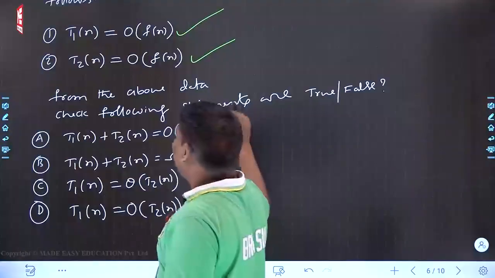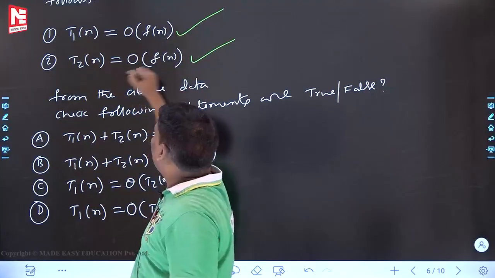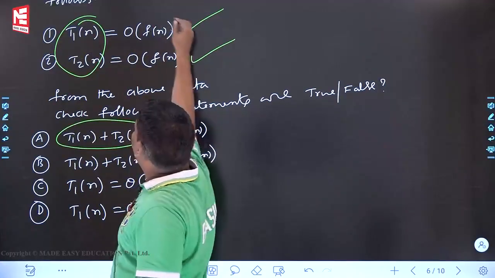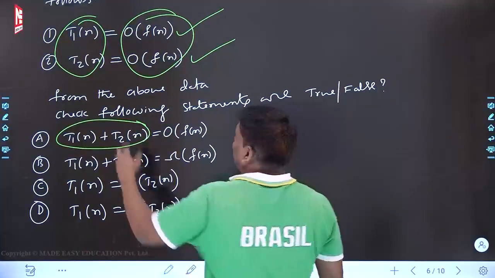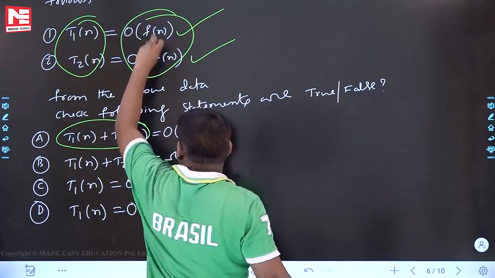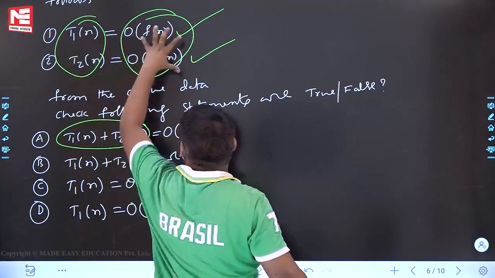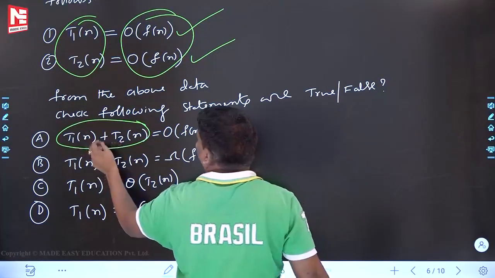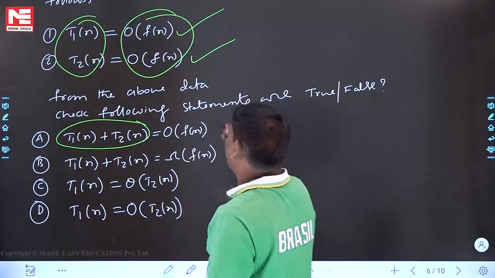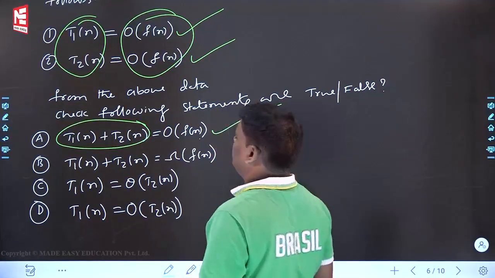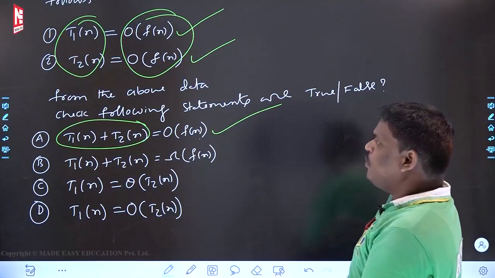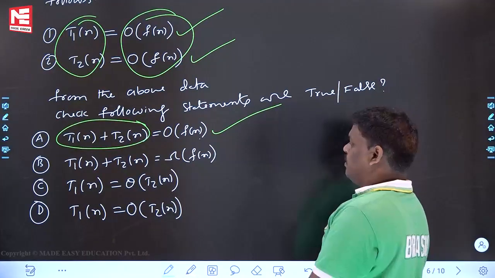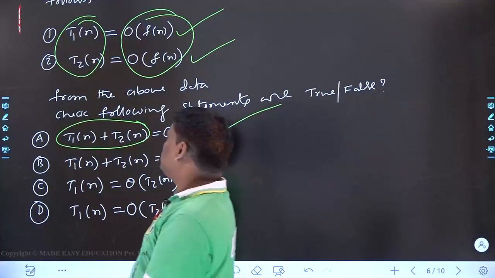T1 upper bound is f of n, T2 upper bound is f of n, it's okay. But if you add both, T1 and T2, what will happen? For these 2, the upper bounds are going to be these 2, just add. If you add the left side, add the right side also. If you take only one, a problem will come. So see this one: you add the left, add the right also. Right hand side, f of n plus f of n, which is nothing but f of n. So it is a true statement. I think option A is true.